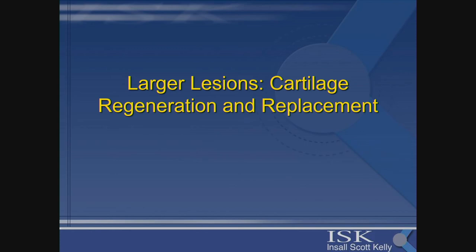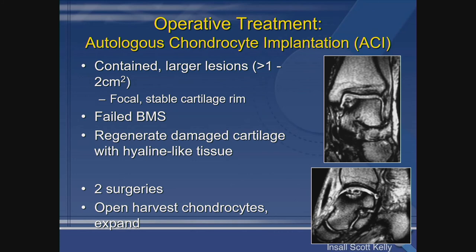In terms of larger lesions, but still on the relatively smaller side, we move more into the cartilage regeneration replacement side. So ACI has been around really since the early 90s. It's more for contained, larger lesions that have ideally a focal, stable rim. Typically patients that have failed a bone marrow stimulation procedure. And the idea here is to try and regenerate the damaged cartilage, but instead of fibrocartilage, more of a hyaline-like tissue. The downside is it's really two surgeries.